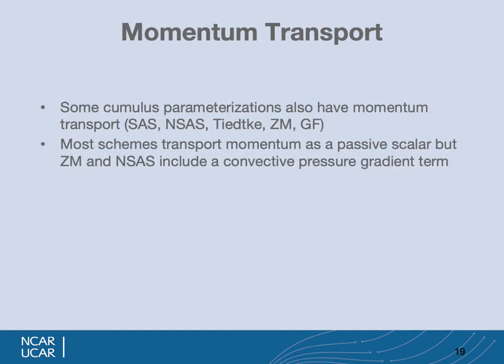Some cumulus schemes also handle momentum transport, taking momentum from the boundary layer to the upper troposphere. Most schemes transport it as a passive scalar, but there are a couple, the Zhang-McFarlane and the NSAS, that include a convective pressure gradient term that modifies the momentum as it's transported.